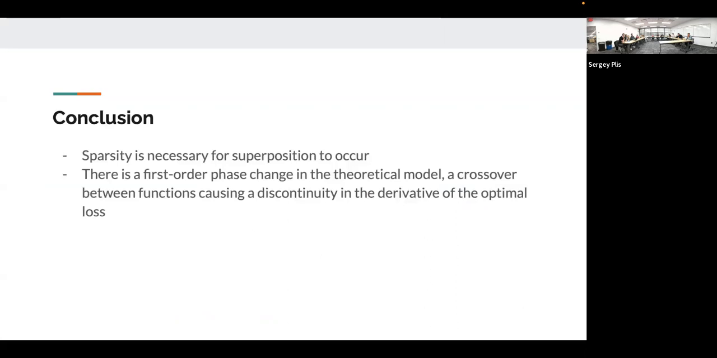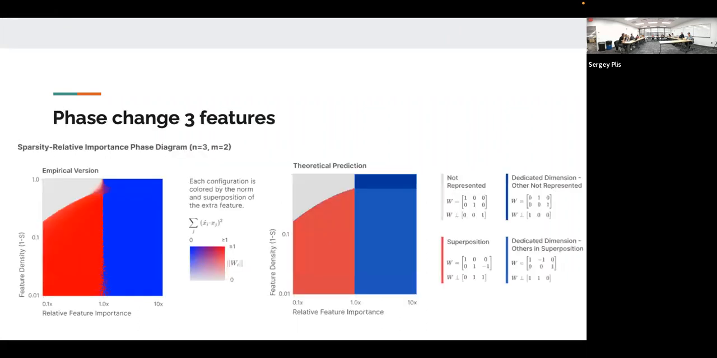Cool. So the conclusion is that sparsity is necessary for superposition to occur, because otherwise it's just going to represent one of the features. And there's a first order phase change in the theoretical model and a crossover between functions causing a discontinuity in the derivative of the optimal loss, which again refers back to Sachs's work.